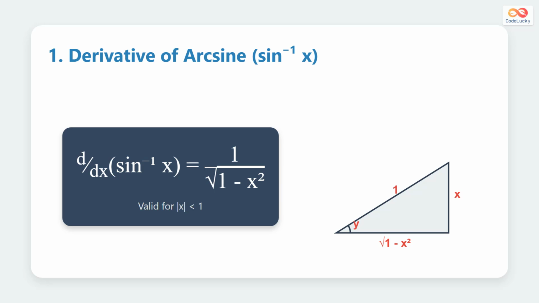Let's start with the first one, the derivative of arcsine of x. The formula is 1 over the square root of 1 minus x squared. We can derive this using implicit differentiation and a right triangle. If we set y equals arcsine x, then sine y equals x. Using a triangle with opposite side x and hypotenuse 1, the adjacent side becomes the square root of 1 minus x squared, which helps us find cosine y.